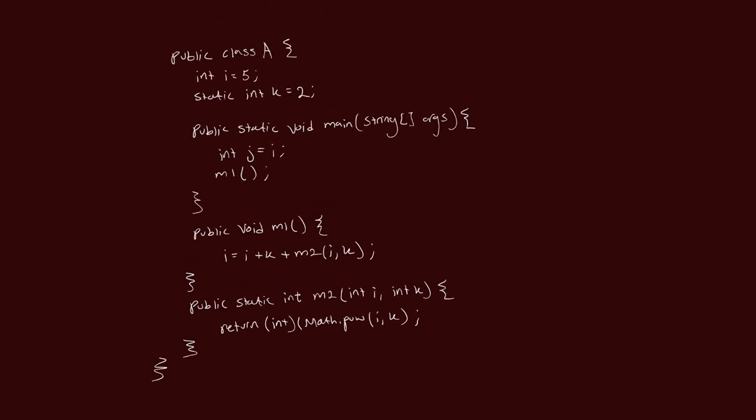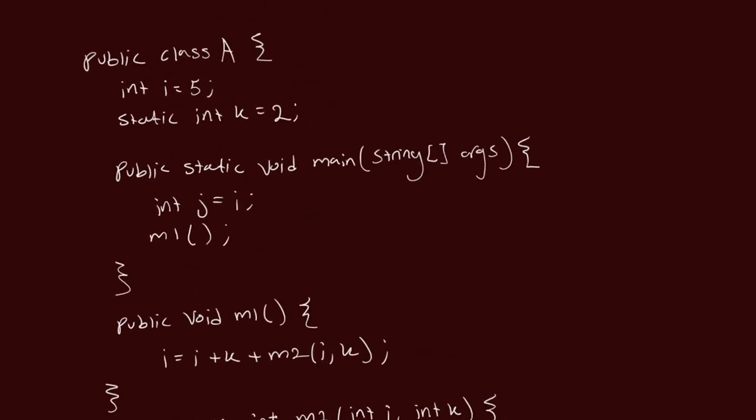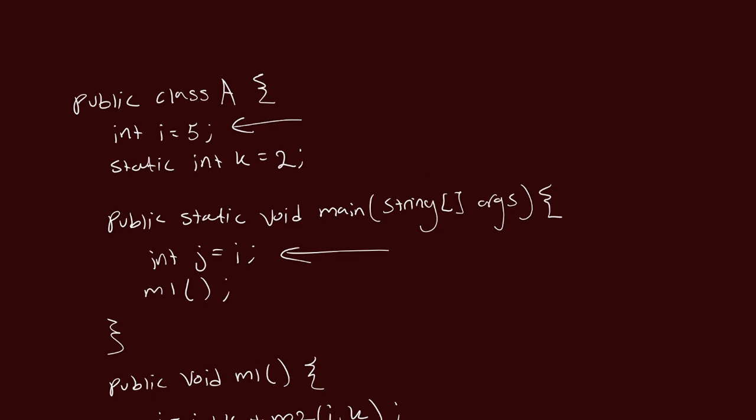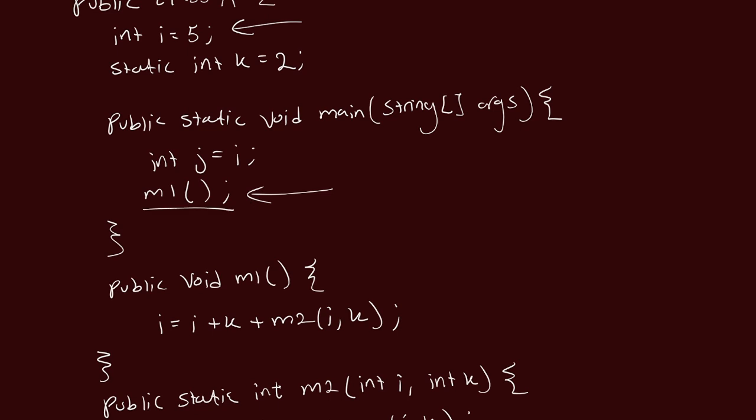There's stuff wrong in this code right now. The first one is here. i is an instance variable because i is not static, but j is static because it's under public static void main. So i is instance and j is static. And then the next problem is this m1. It's called under public static void main, so that means when we call m1, it has to be public static void, but it's public void m1. So that's the other problem.